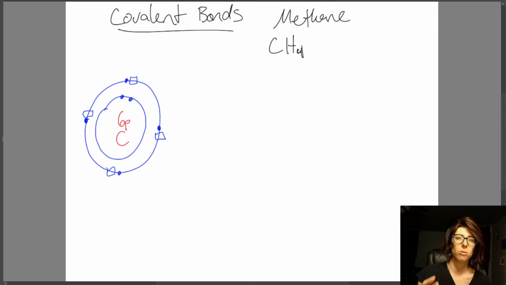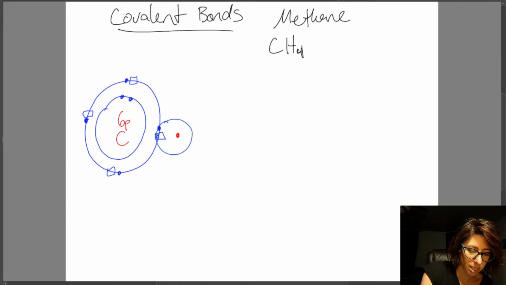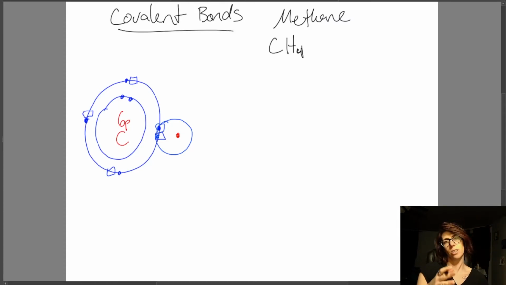And so now we have 4 hydrogens. Now remember, each hydrogen has 1 proton and brings with it 1 electron. So let's bring it right there. And it has 1 empty slot that's filled by carbon. So carbon shares one of its unpaired electrons with hydrogen, and hydrogen shares its 1 unpaired electron with carbon. And so they each brought an unpaired electron, and those electrons pair up, and now they're shared. And now we do that for each of them.